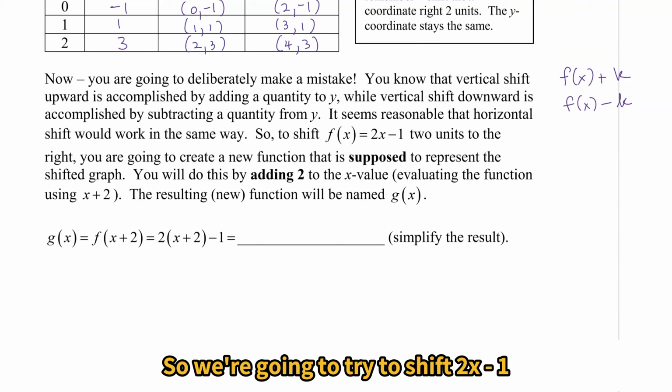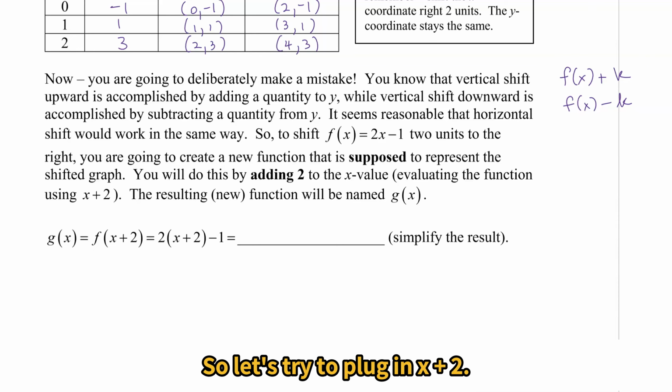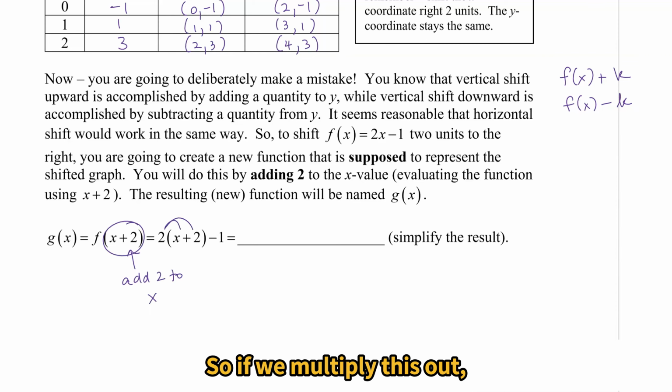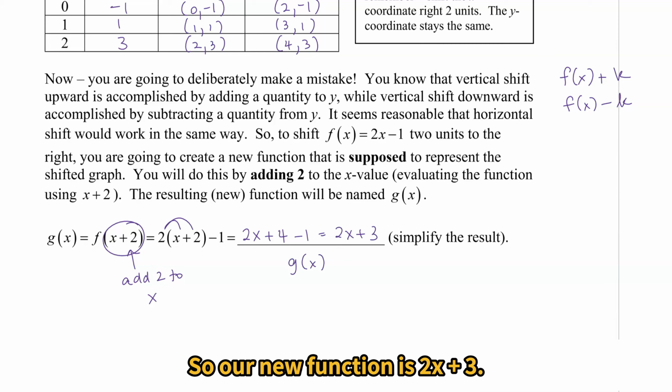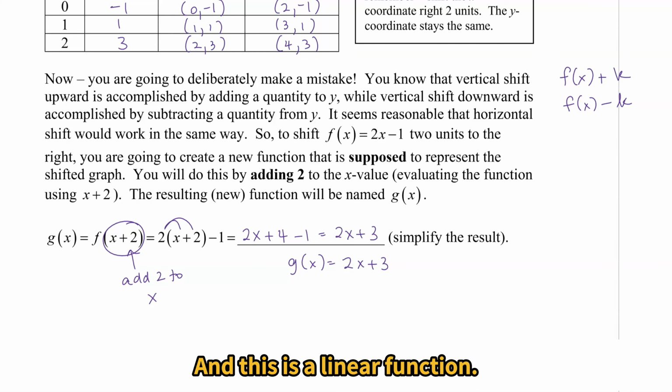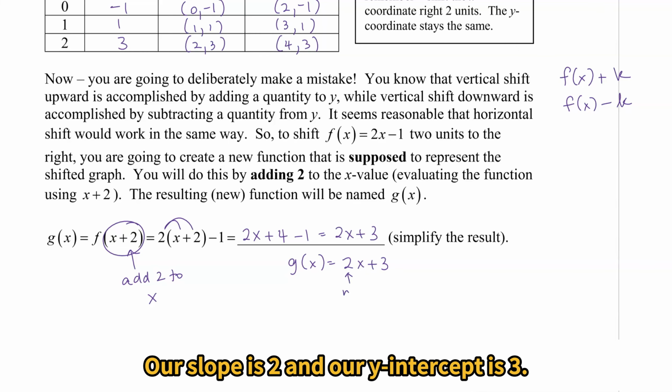So we're going to try to shift 2x minus 1, 2 units to the right. So let's try to plug in x plus 2. We're adding 2 to the x part to see what would happen. So if we multiply this out, 2x plus 4 minus 1 will give us 2x plus 3. So our new function is 2x plus 3. And this is a linear function. Our slope is 2 and our y-intercept is 3.